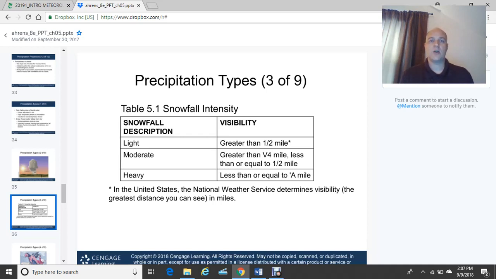So for light snow, your visibility is still greater than 1/2 mile. So we're using visibility to determine the intensity. Moderate snow has a vertical visibility of greater than 4 miles, and less than or equal to 1/2 mile horizontally. And then heavy snow is less than or equal to a mile. Okay? So real interesting, the different intensities of snow.